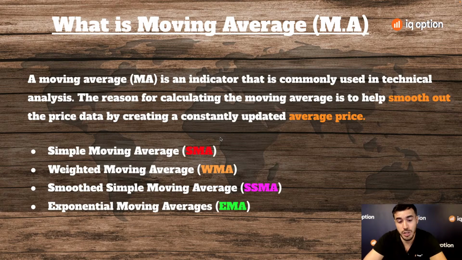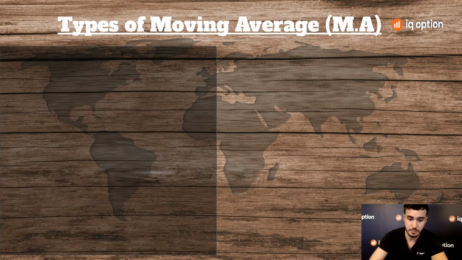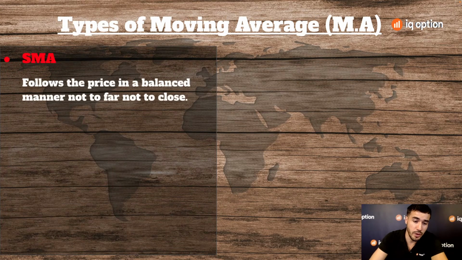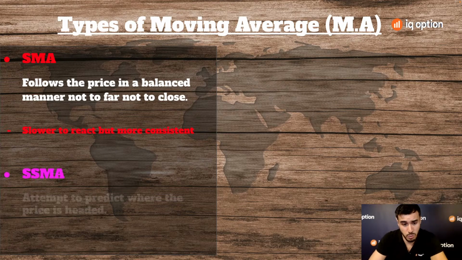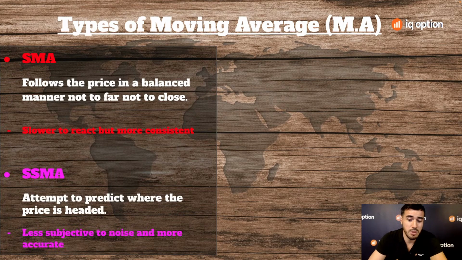And then the exponential moving average. This one is a mix between the SMA and the WMA. Exponential also gives more importance to the latest period, but not as much as the weighted one. So types of moving average, simple. This one is the more balanced. A bit slow to react, but more consistent and the most popular, of course, by far. Everywhere, if you see a moving average, unless it's specified, it will probably be a simple moving average.